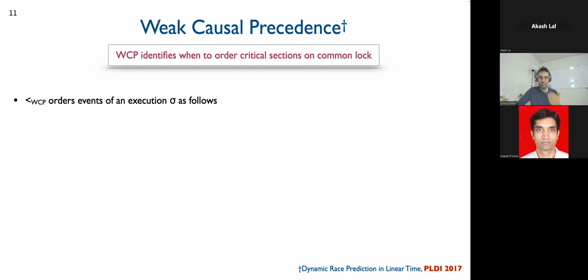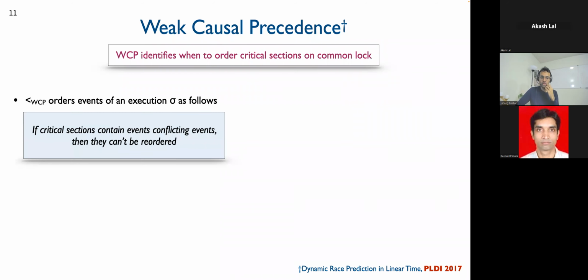So what is WCP? WCP, or weak causal precedence, is again a partial order. And it's a systematic way to essentially identify when to order critical sections on the same lock and when to not. So WCP, like happens before, is again given in this rule-based style. So it's again a partial order on the set of events of this execution. The first rule says that if you have two critical sections that contain conflicting events, then you should not reorder these critical sections, which means I should place an edge between the two critical sections.